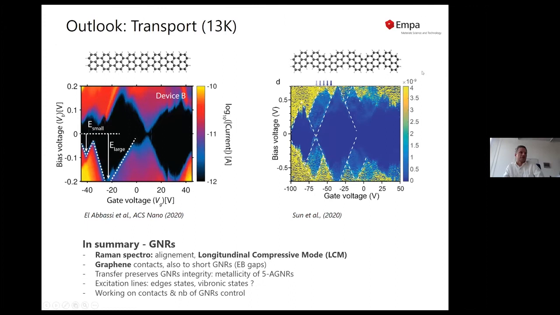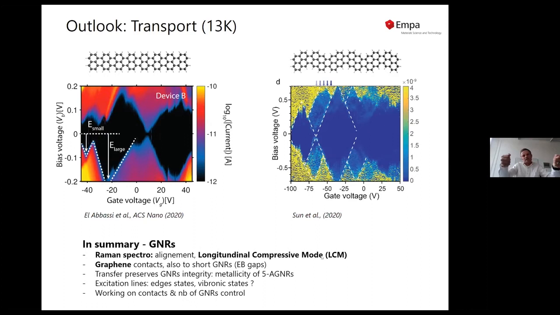So in summary, what I tried to show you for this part here is that we need some way of really looking at how the graphene nanoribbons are behaving in those systems. And I think Raman spectroscopy, more and more, we discover that we can push it to get better understanding of what's going on there. And in particular, this longitudinal compressive mode, I think, is potentially very interesting because it has to do with the full length of the system.